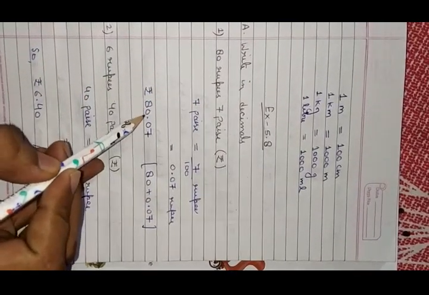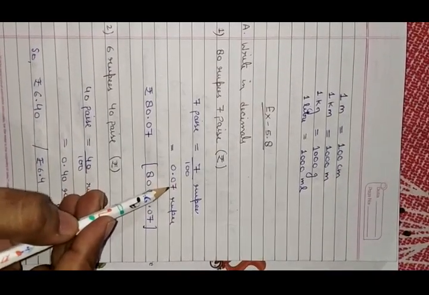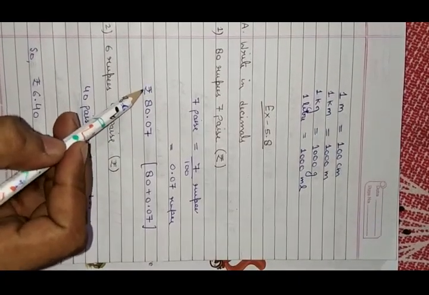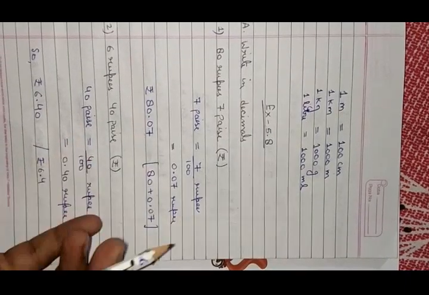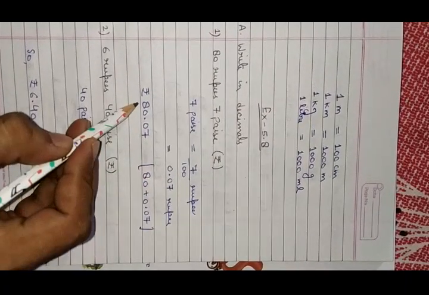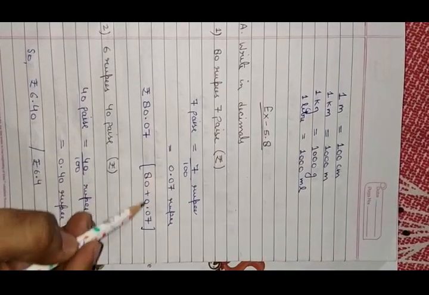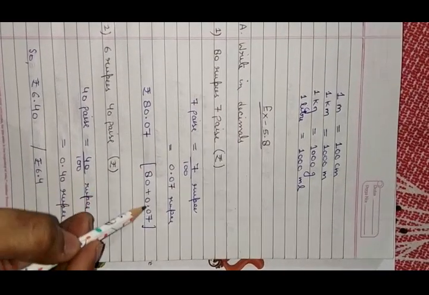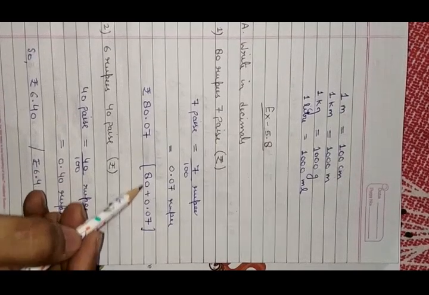Now how to write the whole 80 rupees 7 paisa in rupees? 80 rupees remains as it is before decimal, and after decimal this value 07. Okay, so we will read it as rupees 80.07. Okay, this comes after adding the 80 rupees and this one, 80 plus 0.07. Okay, you can also check by adding these two numbers.